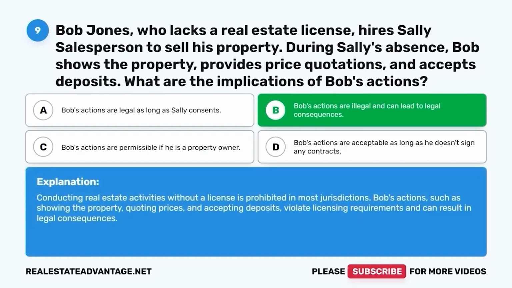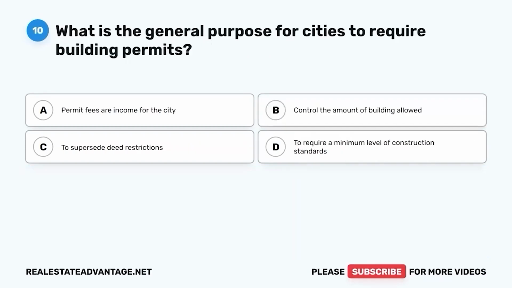Conducting real estate activities without a license is prohibited in most jurisdictions. Bob's actions, such as showing the property, quoting prices, and accepting deposits, violate licensing requirements and can result in legal consequences.